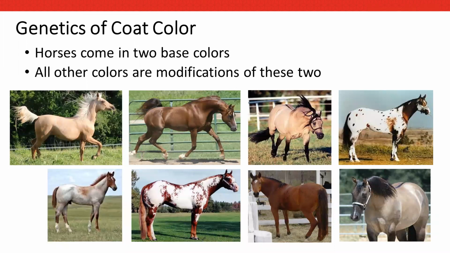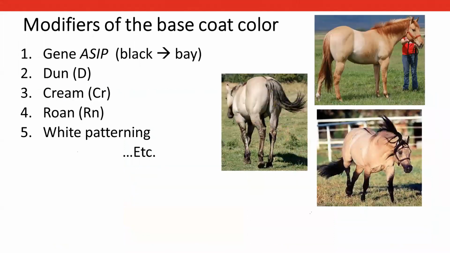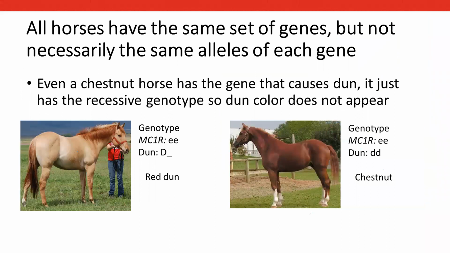All other colors are modifications of those 2. And we won't go through all these, but here are some of the modifications. We have a gene that turns black into bay. We have dun, cream, roan, all those white patterns. But what I want you to think about is that all horses have the same set of genes. They just don't necessarily have the same alleles at each gene. So even a chestnut horse has a gene that causes dun, but it just has a recessive genotype, so that dun color is not apparent in that horse.